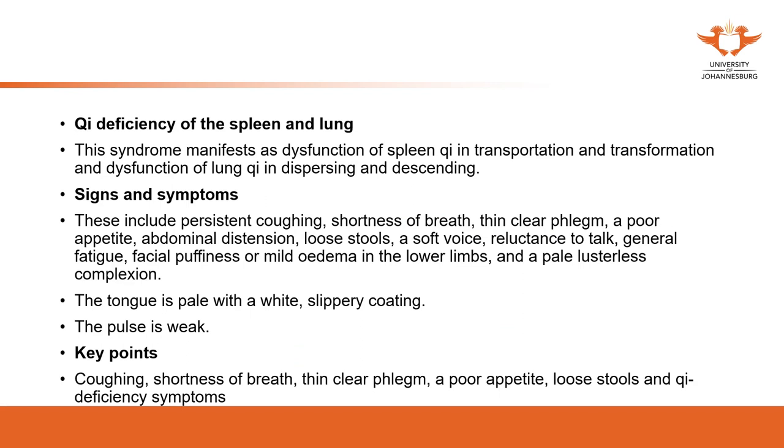The qi deficiency of the spleen and the lung. This mainly reflects in the qi. The acquired qi comes from the spleen, the qi transforms in the lung. So these two are very close, related to each other through the qi. Persistent coughing, shortness of breath, something from the lung, poor appetite, abdominal distension, loose stool, soft voice. These are the qi deficiency, especially from the spleen qi deficiency.